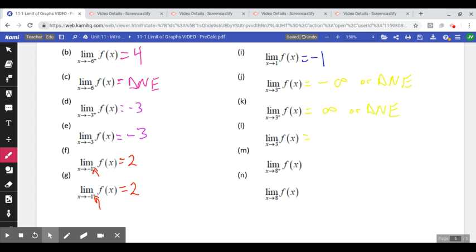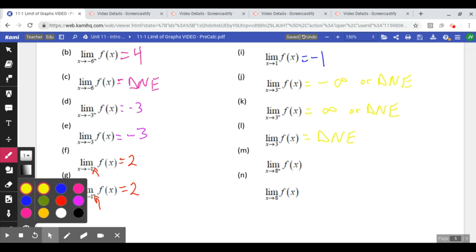And the only thing we can say here for the limit as x approaches 3 is does not exist, because the limit from the left is not the same as the limit from the right.